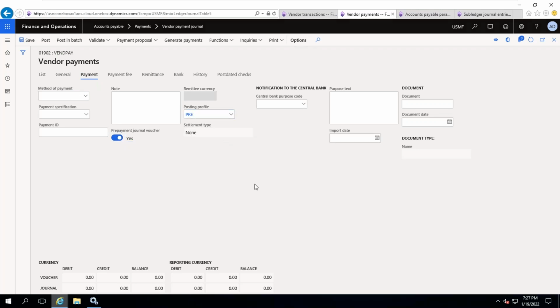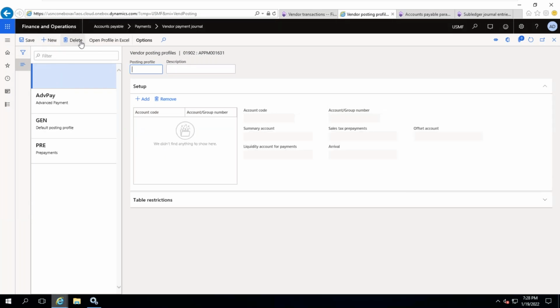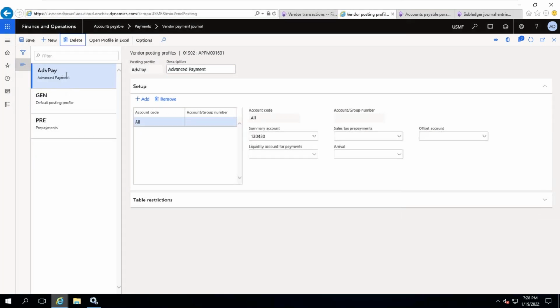So we have 3 posting profiles. Look at this one. One is at the time of prepayment invoice, where I have mapped a different account. And at the time of prepayment, directly payment, I can map different accounts. If you want, at this time also you can map different accounts. This is normal posting.